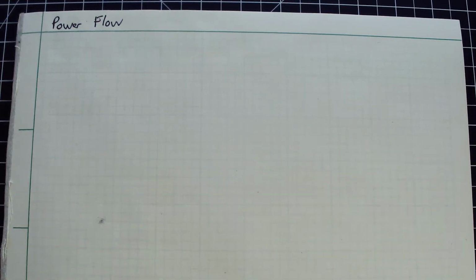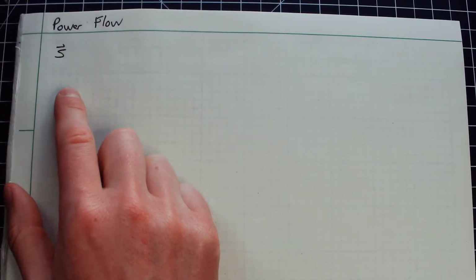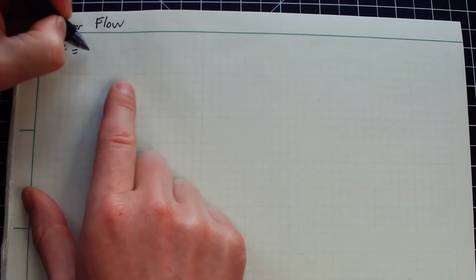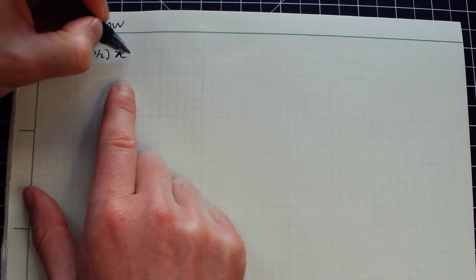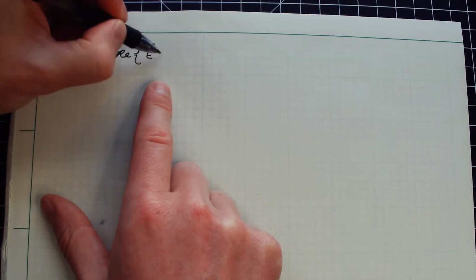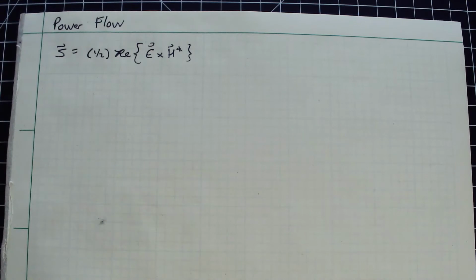Everyone, let's talk about power flow in a parallel plate waveguide. Now remember, from electromagnetic field theory, we have a thing called a Poynting vector, which was defined as 1/2 times the real part, Re, of E cross H conjugate.